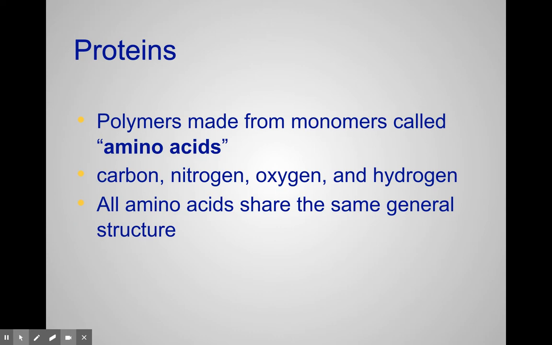So now let's talk about proteins. Proteins are another primary building block of living things. A protein is a compound made of small carbon compounds called amino acids. Amino acids are made up of carbon, nitrogen, oxygen, hydrogen, and sometimes sulfur. And all amino acids share the same general structure.